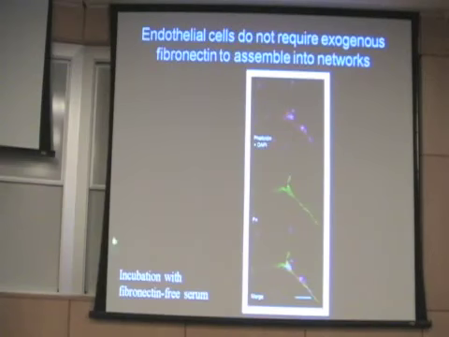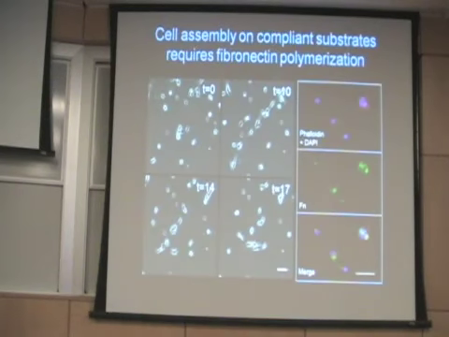So in this experiment, we took out the fibronectin from the serum. We redid the experiment, and we found, again, fibronectin still colocalizes with the cells. So because we're not adding fibronectin, the conclusion is that this fibronectin must be fibronectin that's actually produced by the cells themselves. So the cells are producing fibronectin and using it to stabilize these networks. But this still doesn't answer the question of whether or not it's actually required, so we did the next experiment.